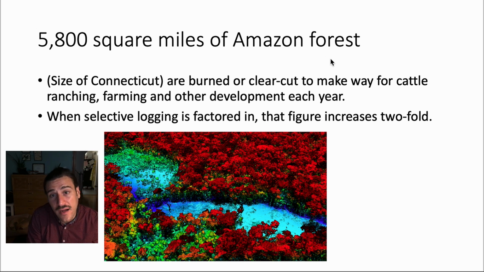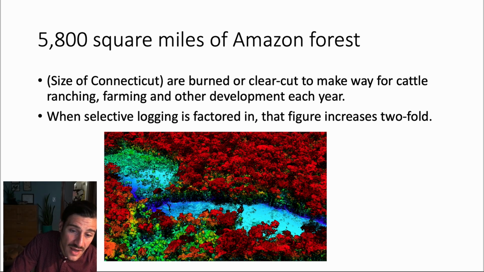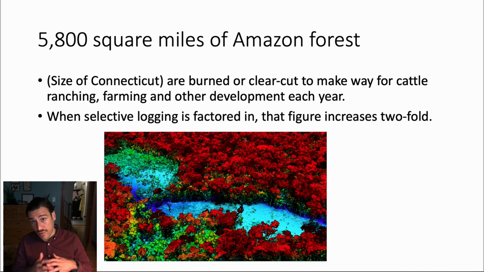So back looking at the Amazon forest, 5,800 square miles, which is the size of Connecticut, are burned or clear cut each year to make room for cattle ranching, farming, and other development. When selective logging is factored in, that figure increases twofold. So selective harvesting, on the surface, it doesn't look as destructive, but the area of selective harvesting is still extremely great.